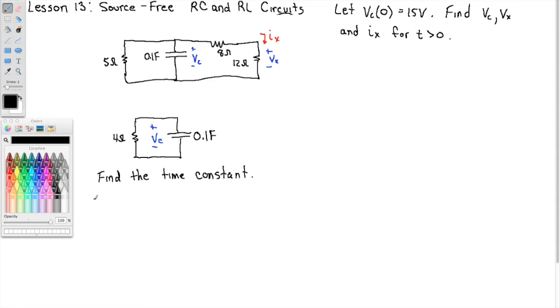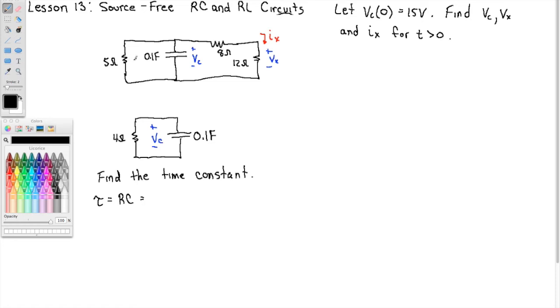All right. Well, once we put it in this form, the time constant should be straightforward. Time constant is R times C. Right? In the original circuit, it's not as straightforward. C is 0.1 farad, right? But what is R? Is it 8? Is it 12? Is it 5?